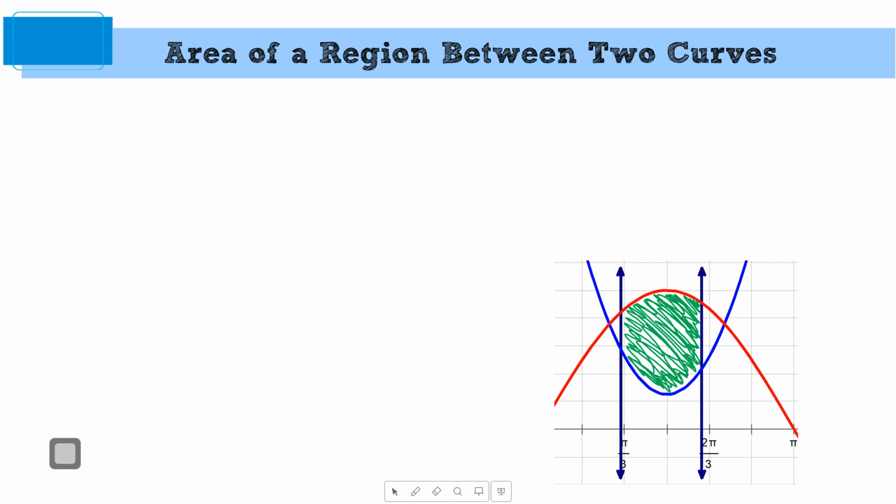Anyways, I've got two functions. I've got a red function and I've got a blue function. Sorry, I am not colorblind. And I want to find the area of the green squiggled-in region.